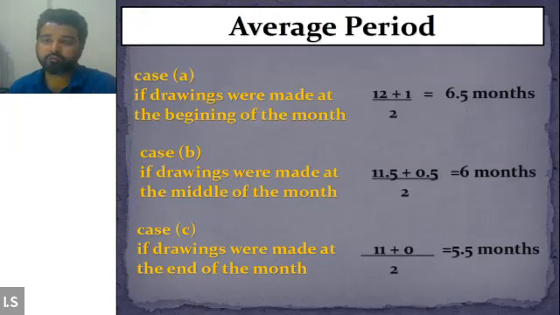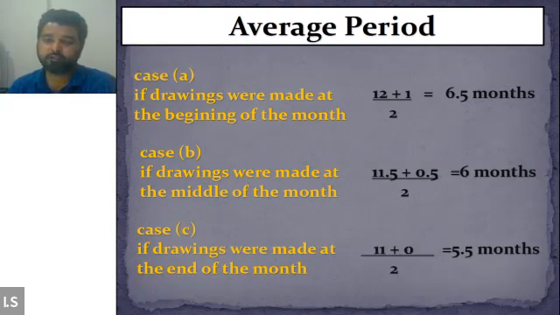Okay. Now, when you calculate average period, depending upon whether the withdrawals are being made at the beginning, the average period will be 6.5. If withdrawals are being made in the middle of the month, average period will be 6. And if withdrawals are being made at the end of the month, it will be 5.5. All right. So for the timing, just keep that in mind.